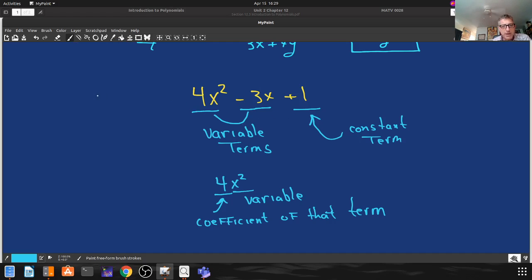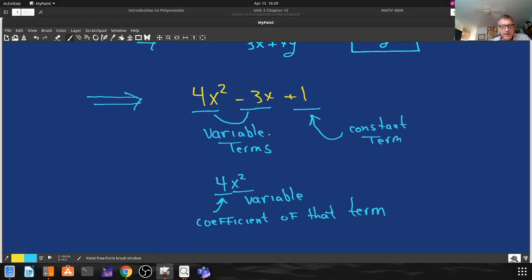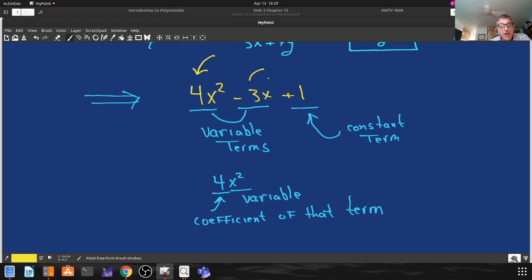So here's my polynomial. It's right here. 4x squared minus 3x plus 1. It's a sum of terms, so that makes it a polynomial or a single term. It has a constant term, which is 1, and two variable terms. And of the two variable terms, one of them has a coefficient of 4, and the other has a coefficient of minus 3.